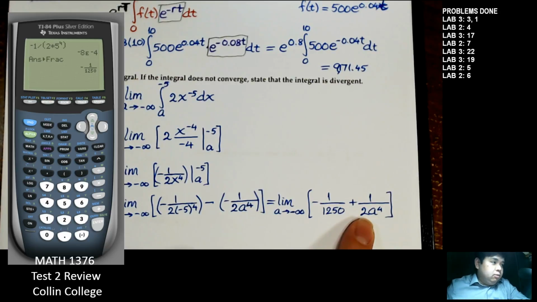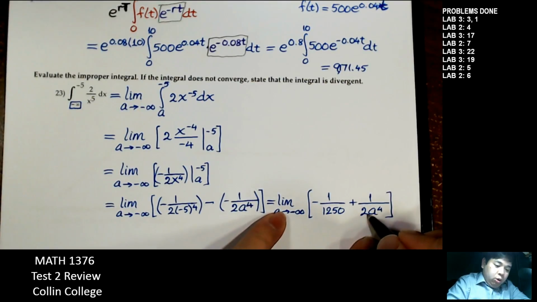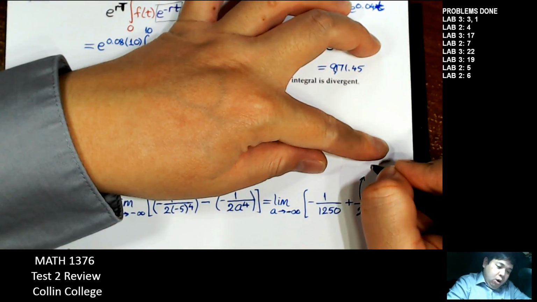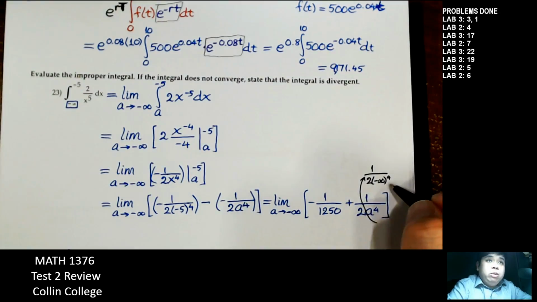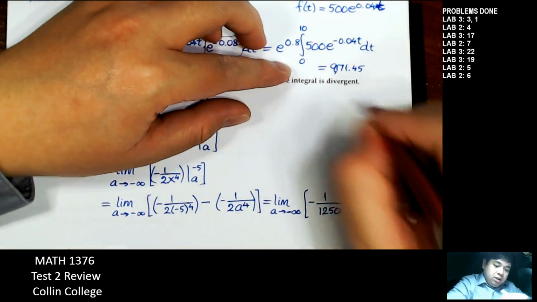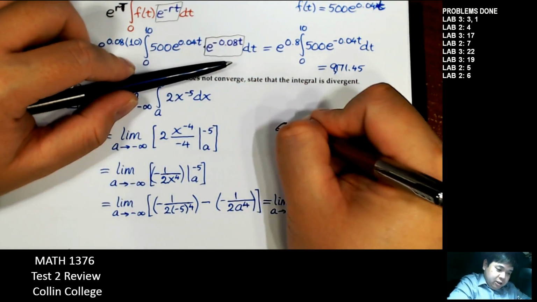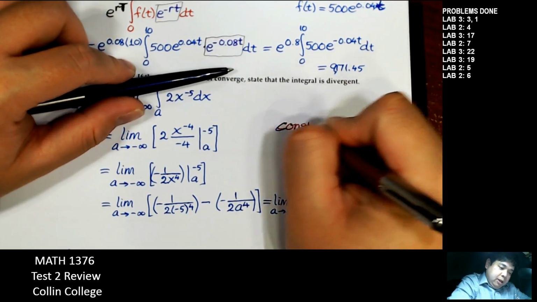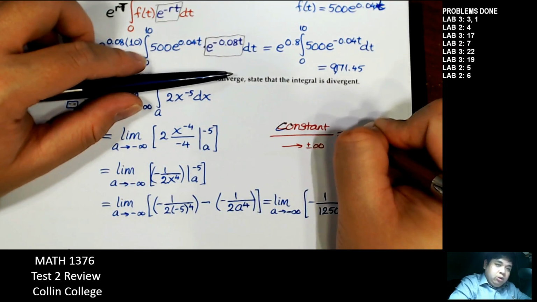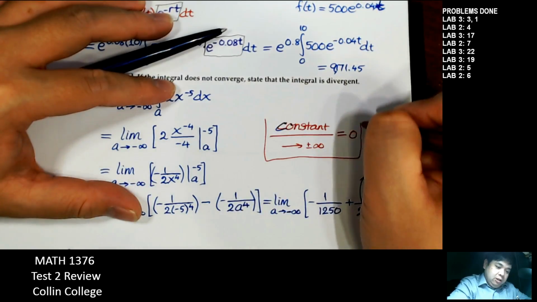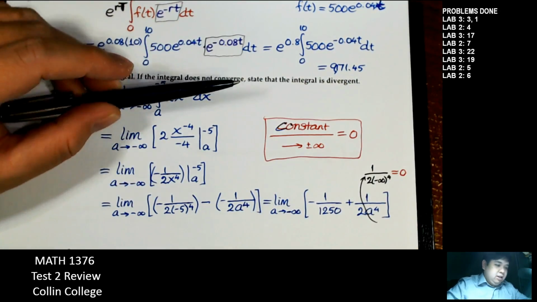Now when a goes to negative infinity, this will go to 1 over 2 negative infinity to the 4th power. The bottom will be infinity. So what we have here is a constant. If we have a constant divided by something that goes to plus or minus infinity, it will be equal to 0. So that one goes to 0, and that's what we have.